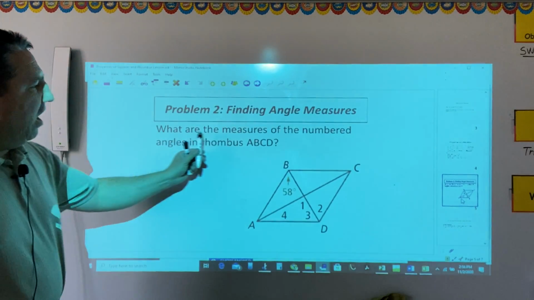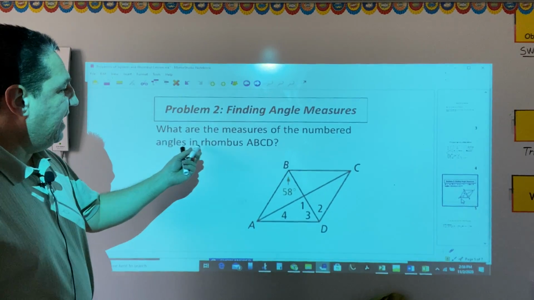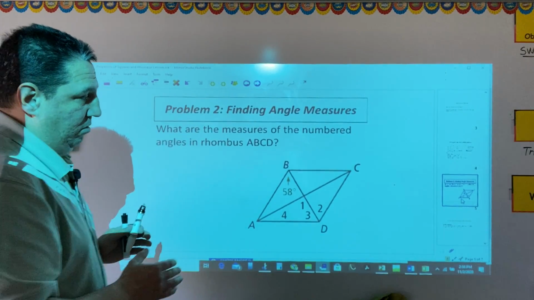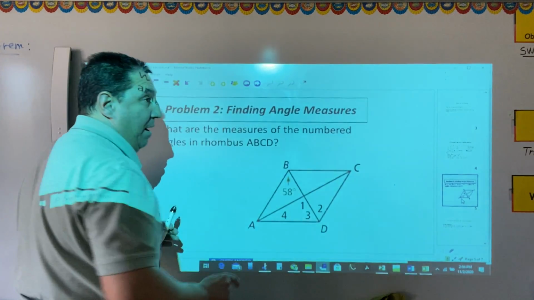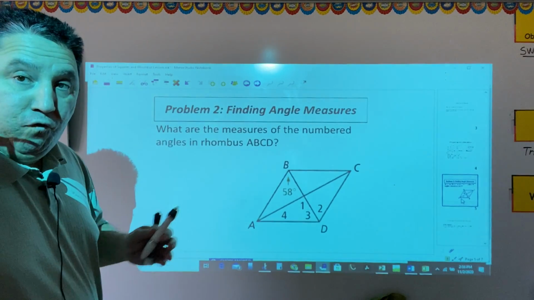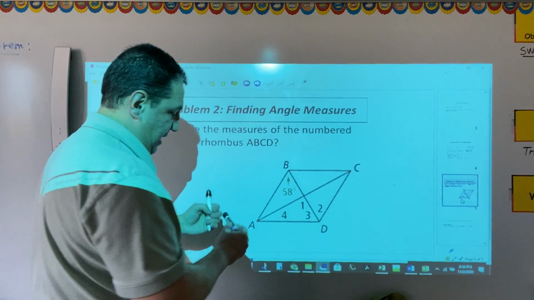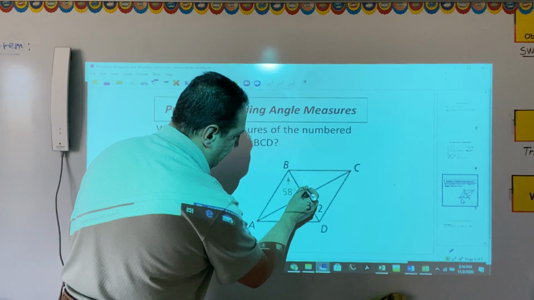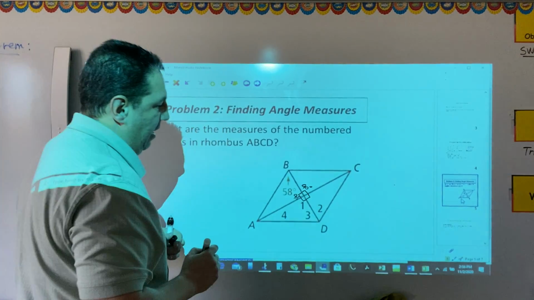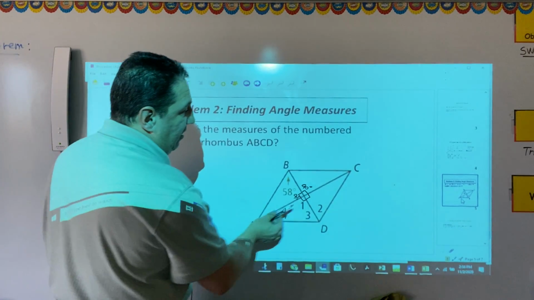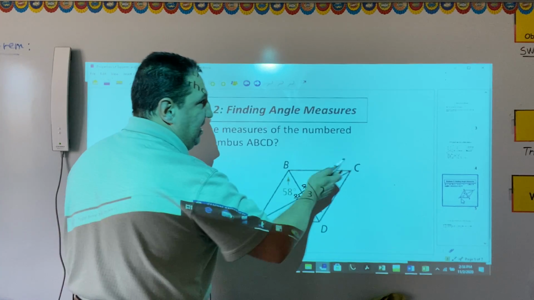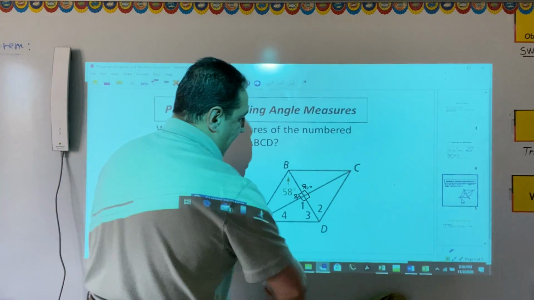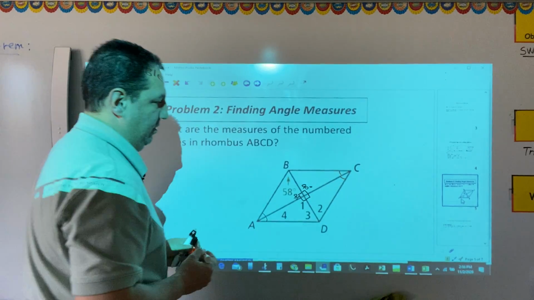First, what are the measures of the numbered angles in a rhombus ABCD, given this angle? Now, we know diagonals in a rhombus are perpendicular to each other, which means this angle right here is 90 degrees. In fact, all are 90 degrees. And also, a diagonal bisects the opposite angles, which means this angle is the same as this angle. This angle is also congruent to the other angle.